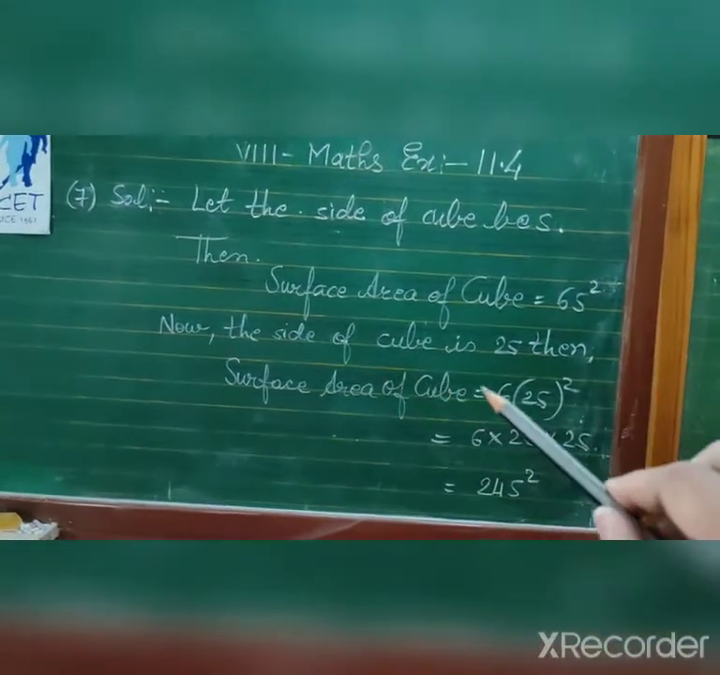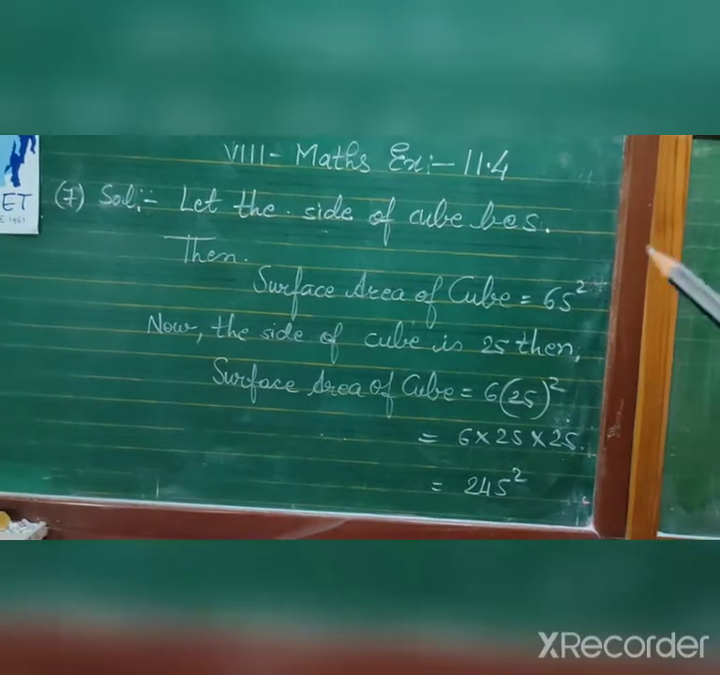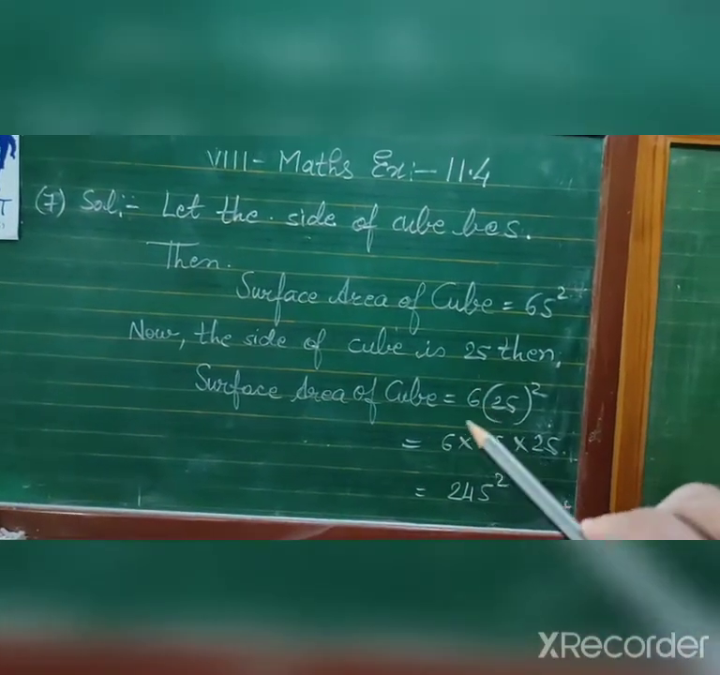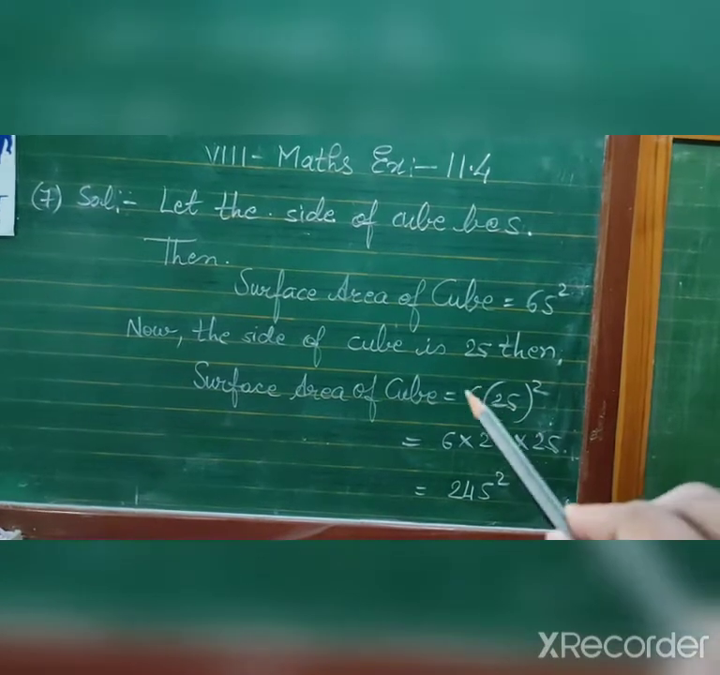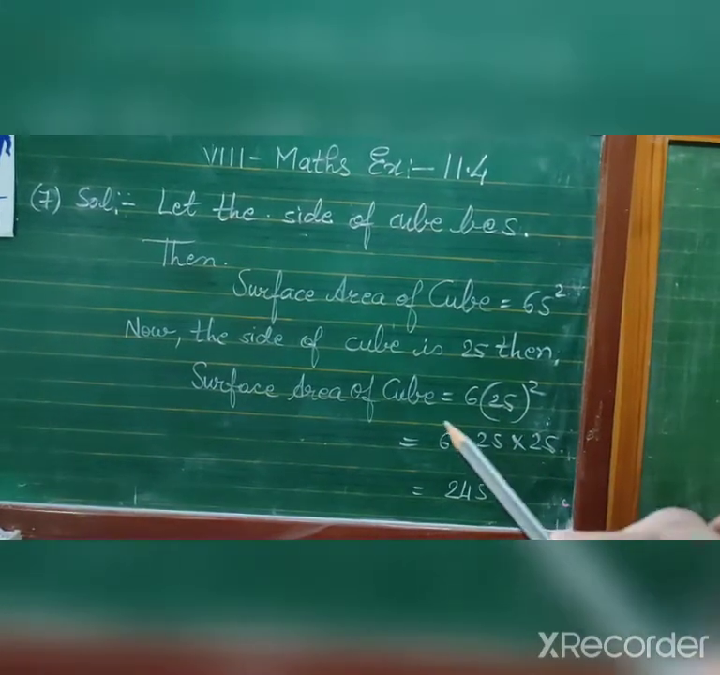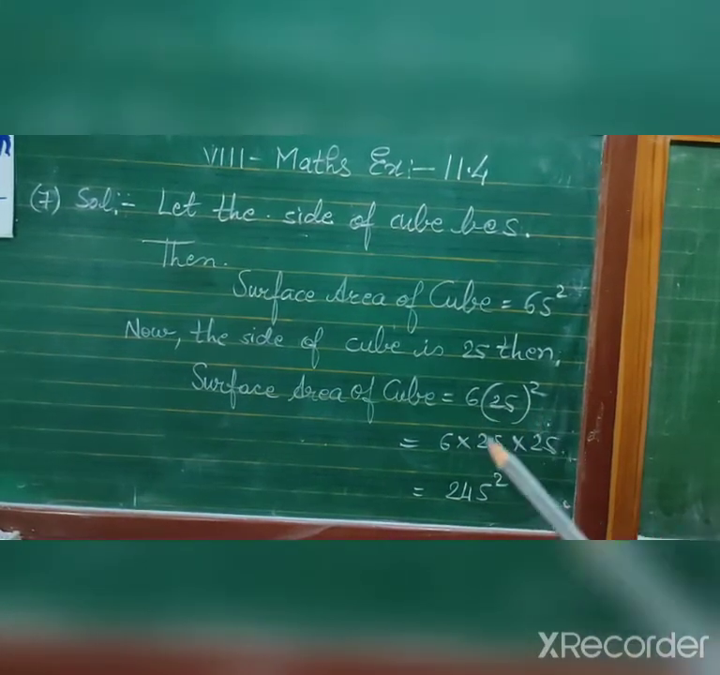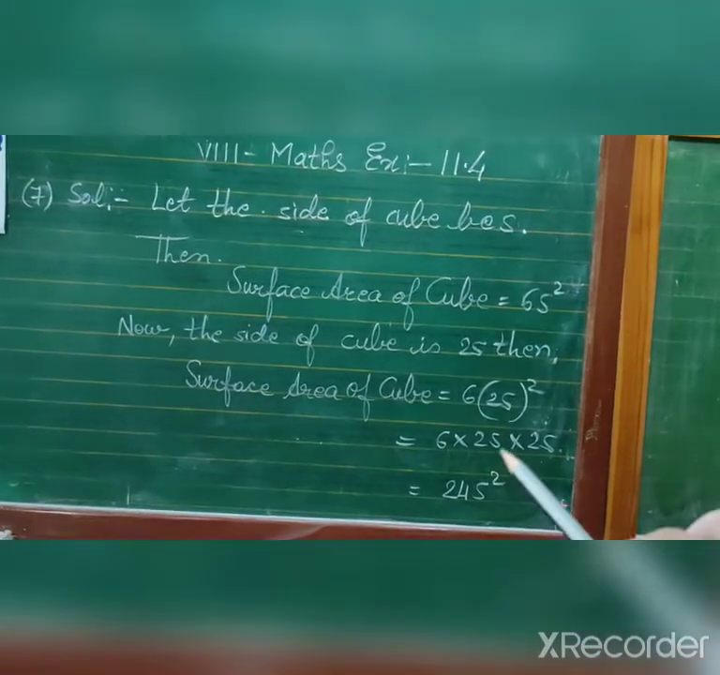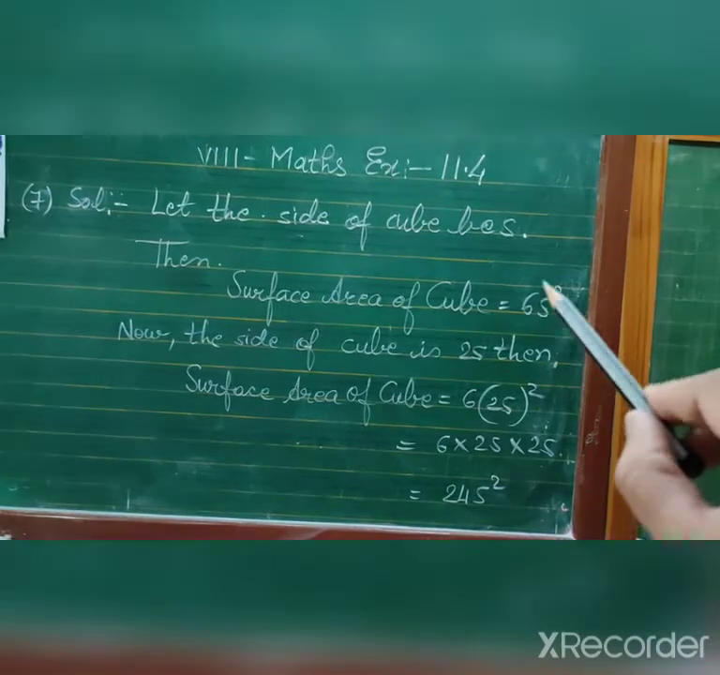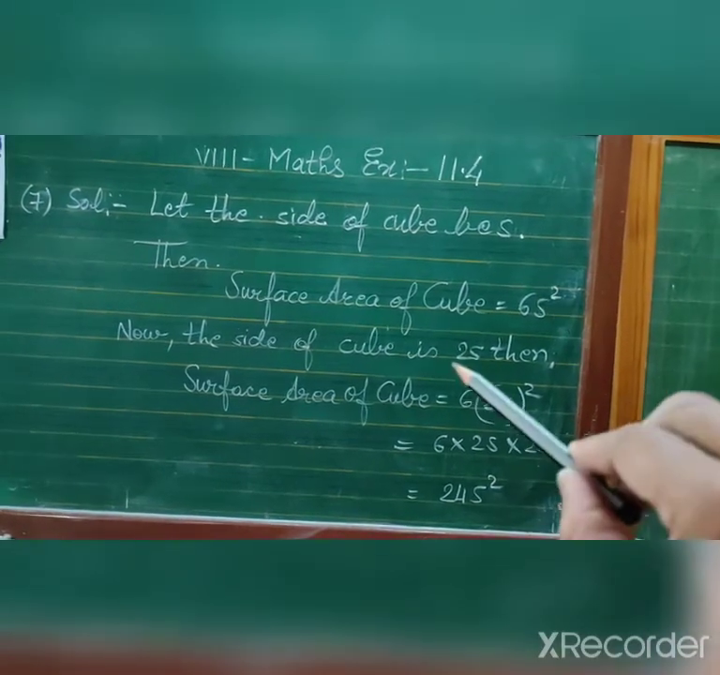Now the side of the cube is doubled, that means 2s. Then the surface area of the cube is 6s square, so in place of s, we will put 2s. So 6 into 2s whole square, that means 6 into 4s square, 6 4s are 24, so 24s square.